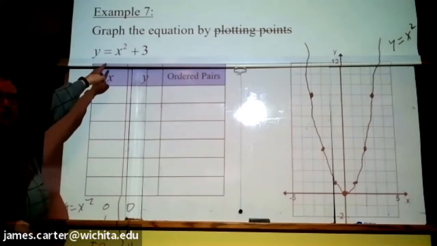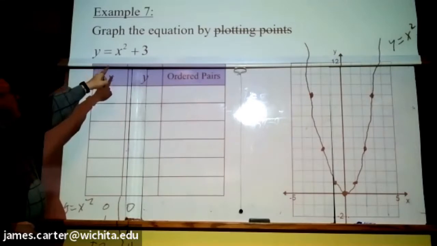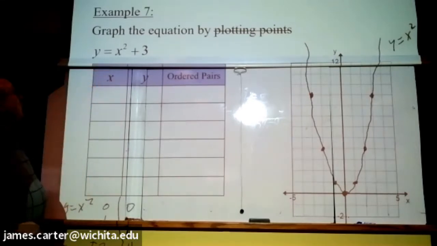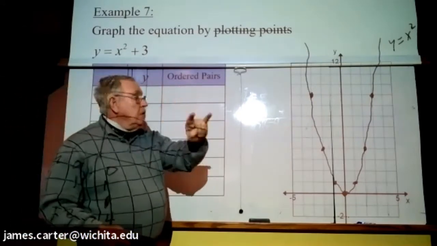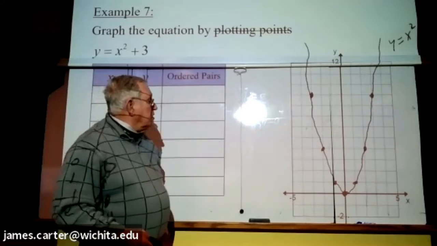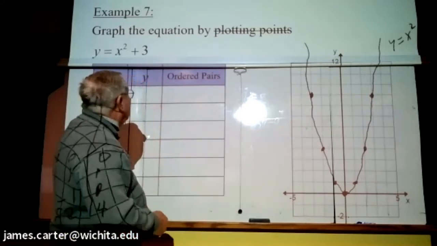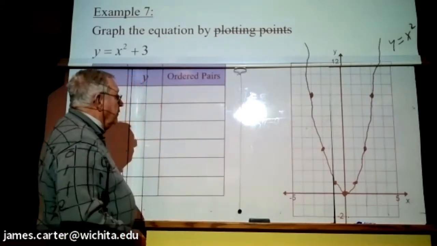What kind of an equation do we have here? We have a quadratic equation, a second degree one. So what that means then is we're going to have a U shape always. You can see my graph that I drew over there for this equation.